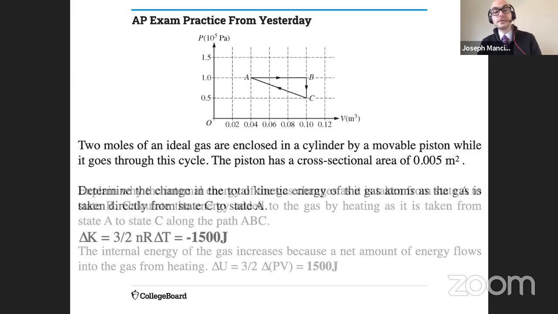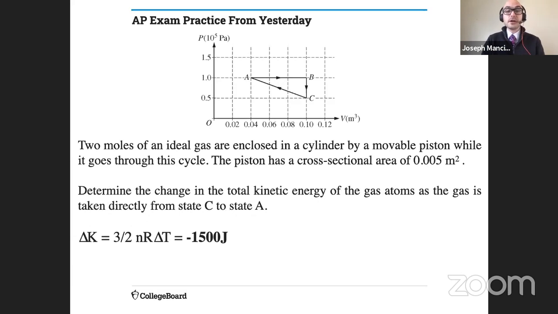The follow-up question to that was to determine the change in kinetic energy, really the internal energy of the gas, as the gas is returned to state A. Well, if we know that the change in internal energy from A to C is plus 1500 joules, then the change in internal energy from C to A must be negative 1500 joules.